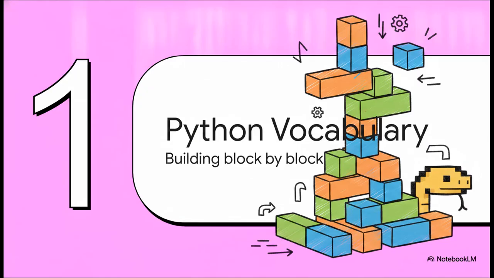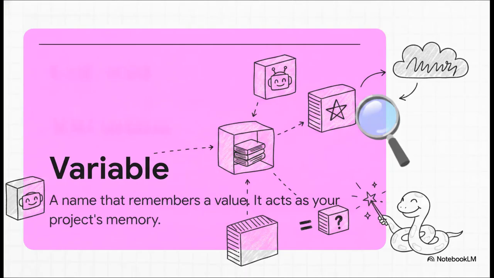So Section 1, Play First Python Vocabulary. We're going to build this up block by block. We're starting with the absolute smallest conceptual piece you need to know, and that is the variable. Think of a variable as just your project's memory. Literally, it's just a name that remembers a value for you. And the beautiful thing about Python, you don't even have to declare complex types. You just assign a value to a name and boom, you immediately move on to the fun stuff.